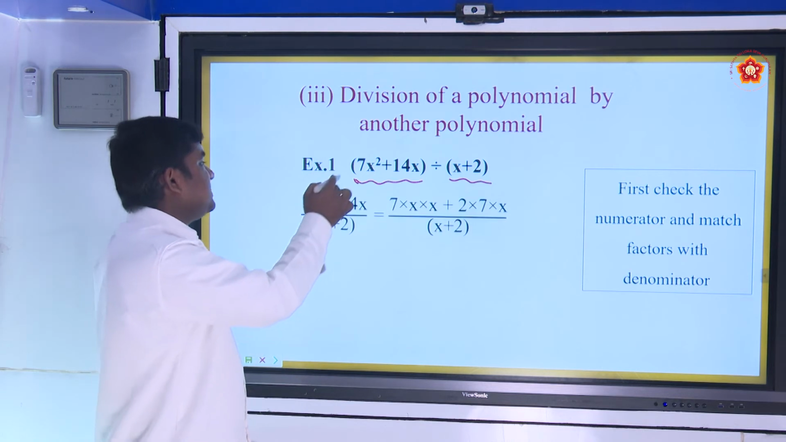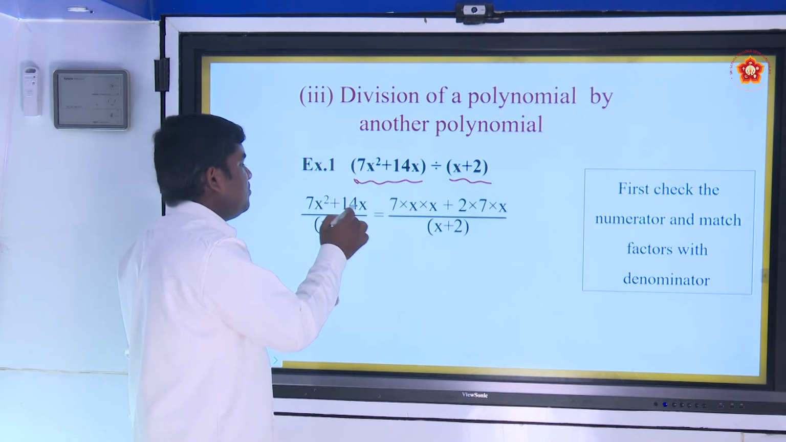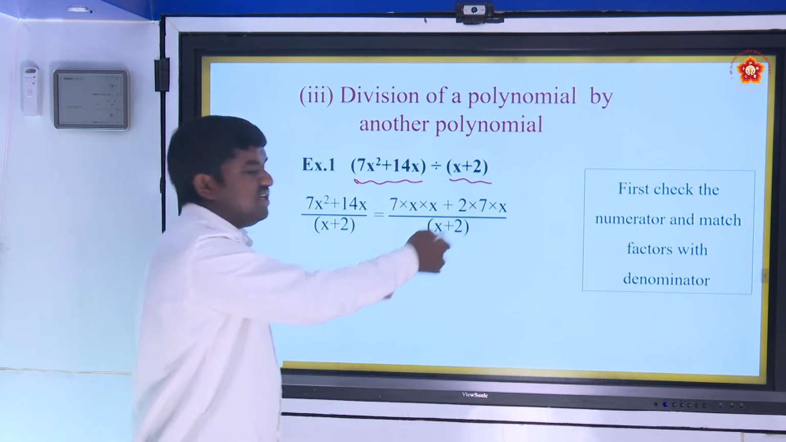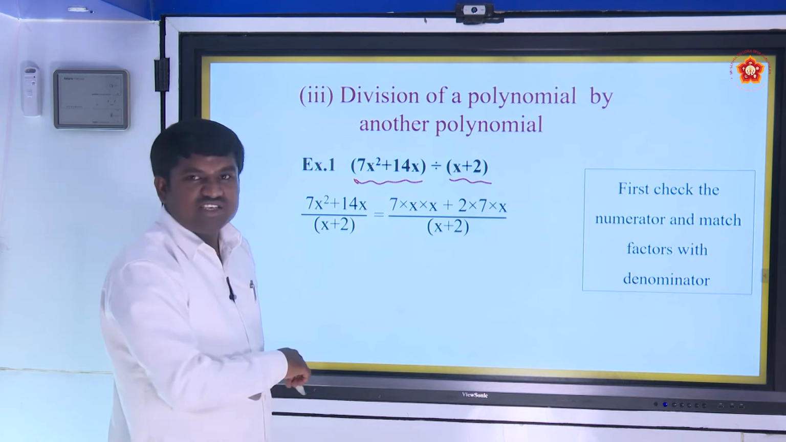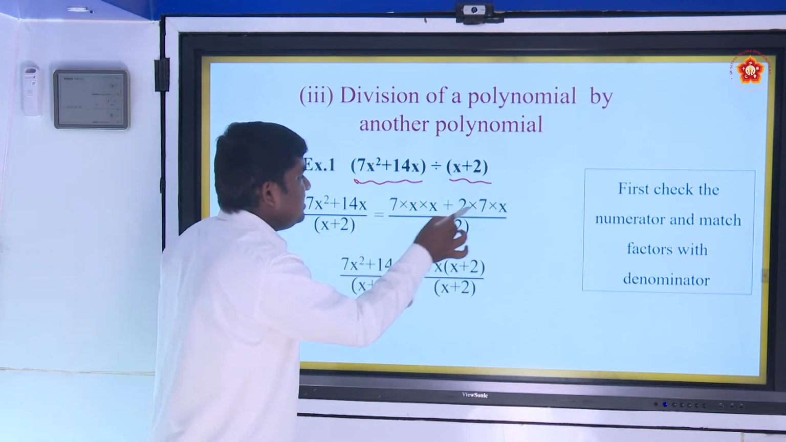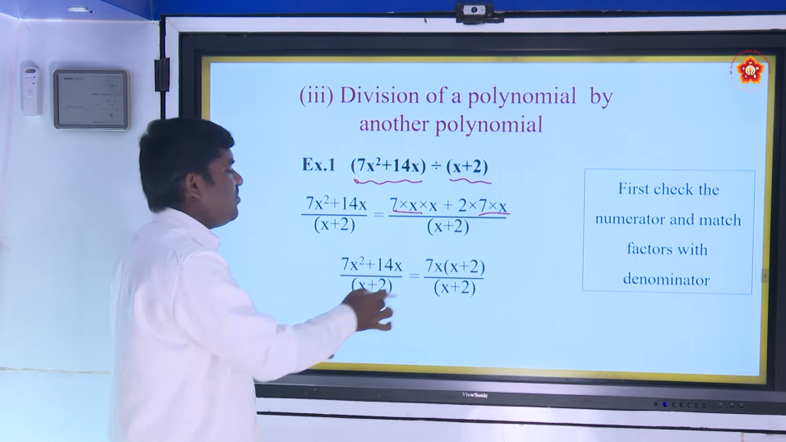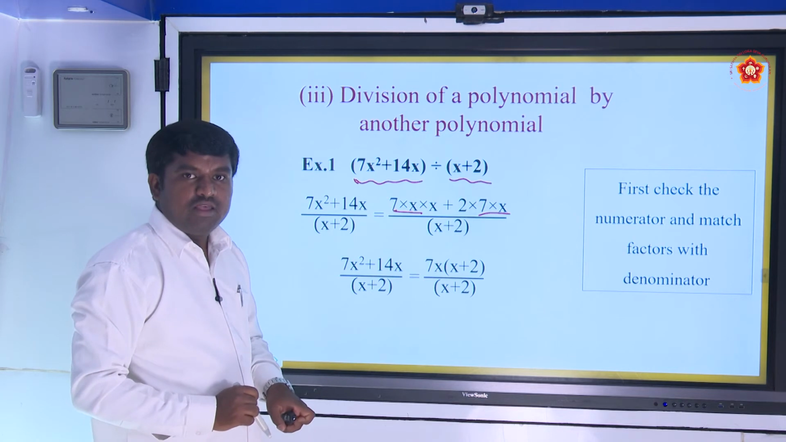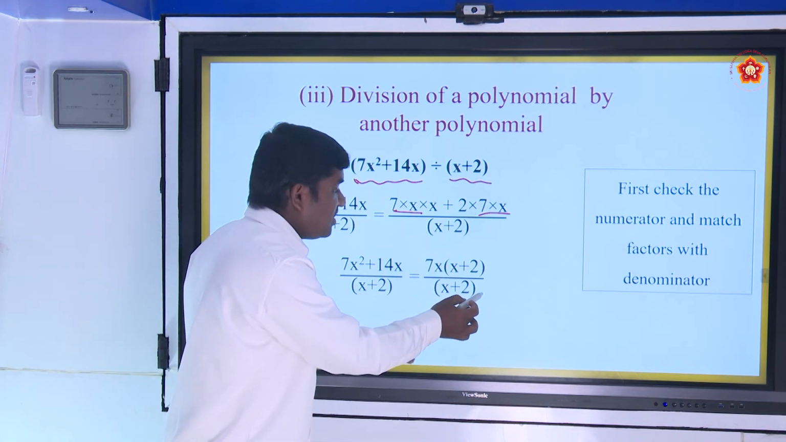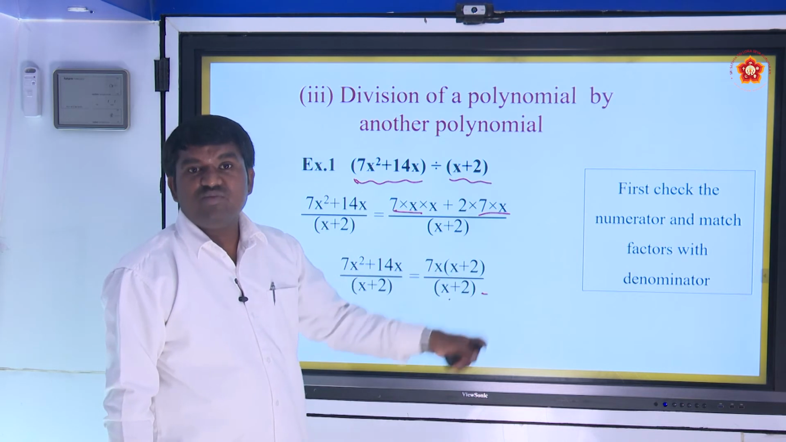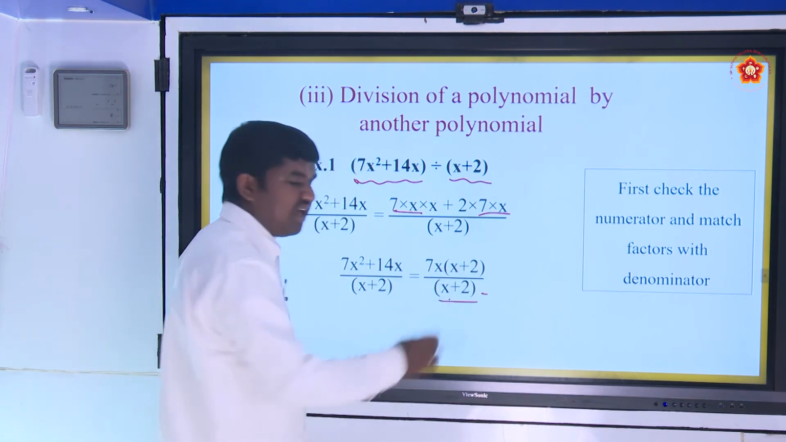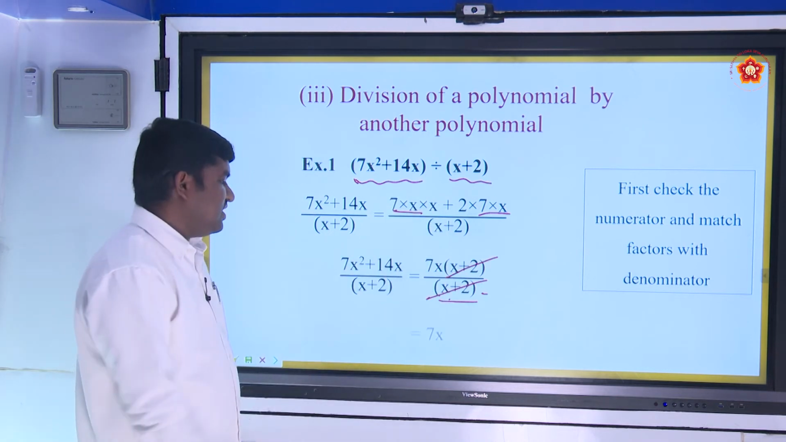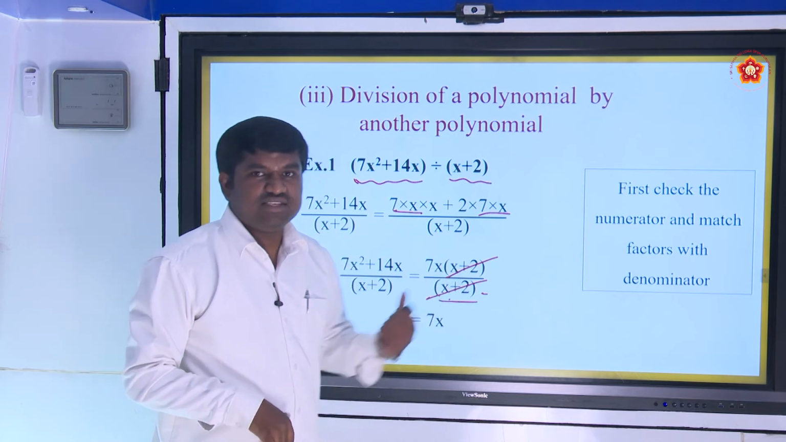7x square plus 14x is there. So 7x square can be written as 7 into x into x, plus 14x, 2 into 7 into x, divided by x plus 2. After this, observe this, 7x is common. So take out 7x common, then x plus 2 is remaining. Now the factors of denominator and numerator are matching. Here x plus 2, here also x plus 2. Very simple, cancel these. The answer is 7x. This is very simple.